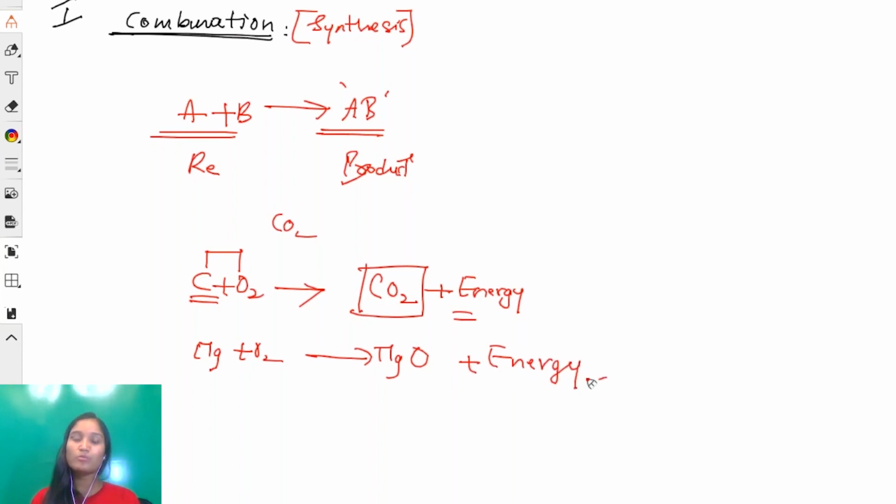Well, observe one point here. Out of these combination reactions, you are having energy also. And any type of reaction that releases energy is also called an exothermic reaction. So burning of carbon and burning of magnesium are examples of combination, no doubt about it. But at the same time, they also stand as examples of exothermic reaction.